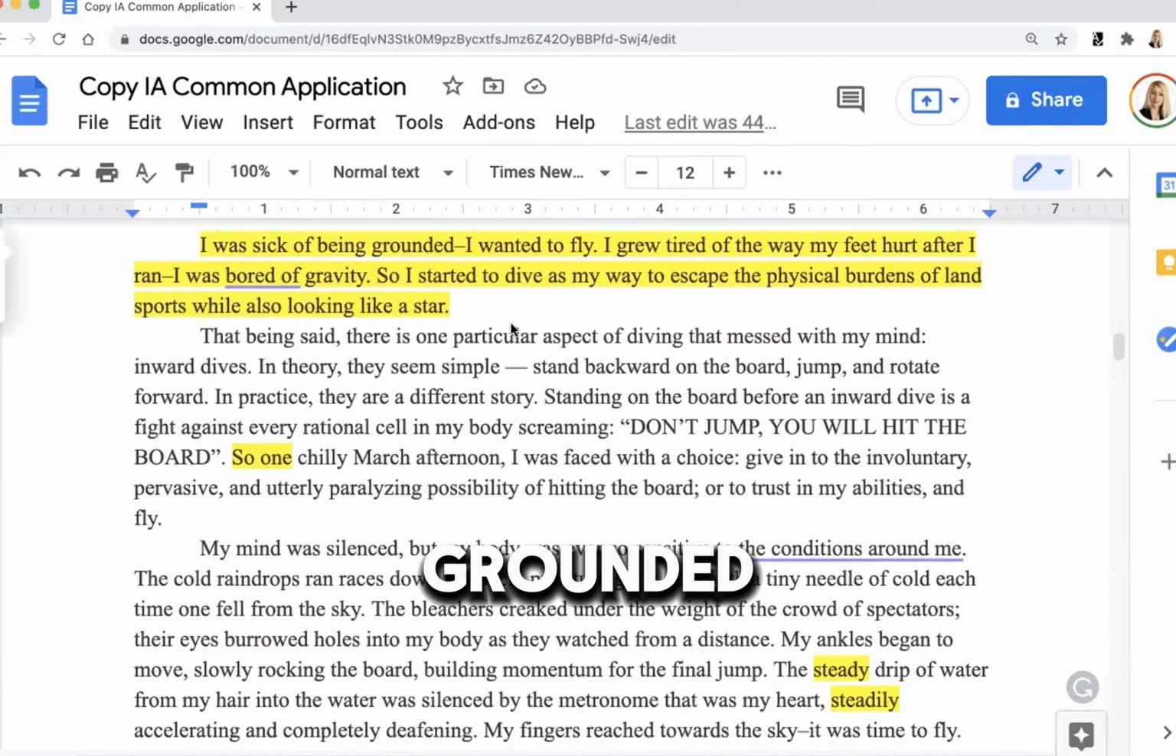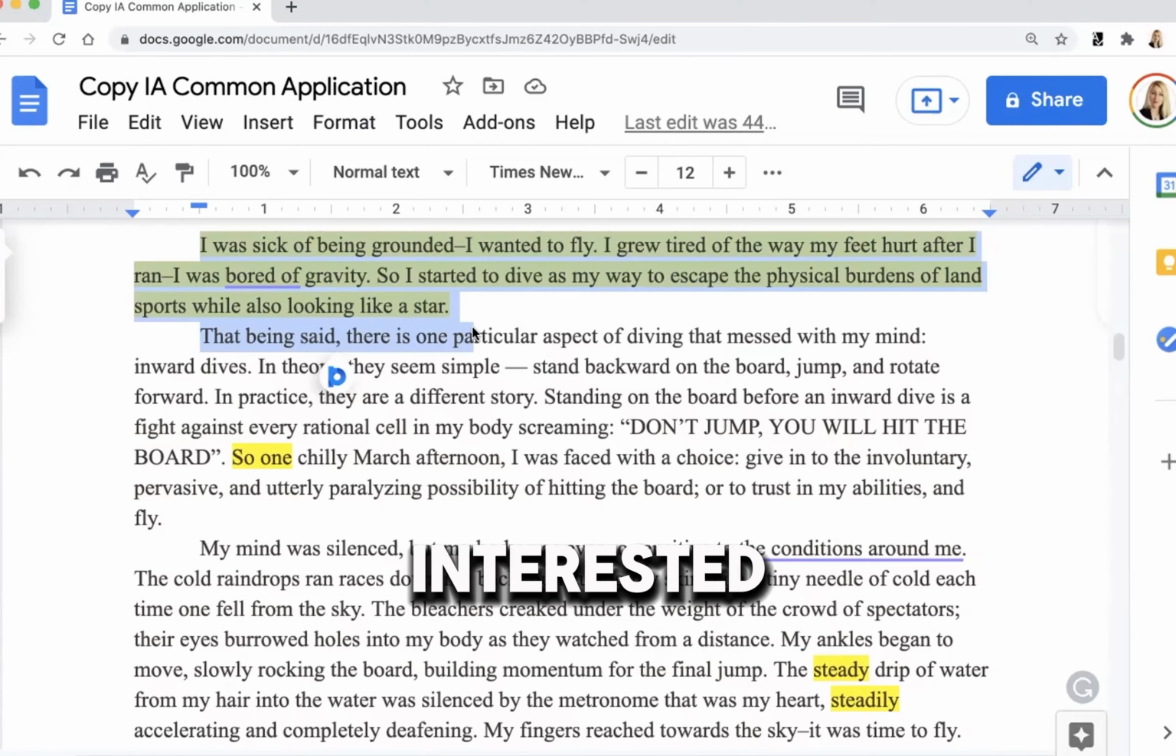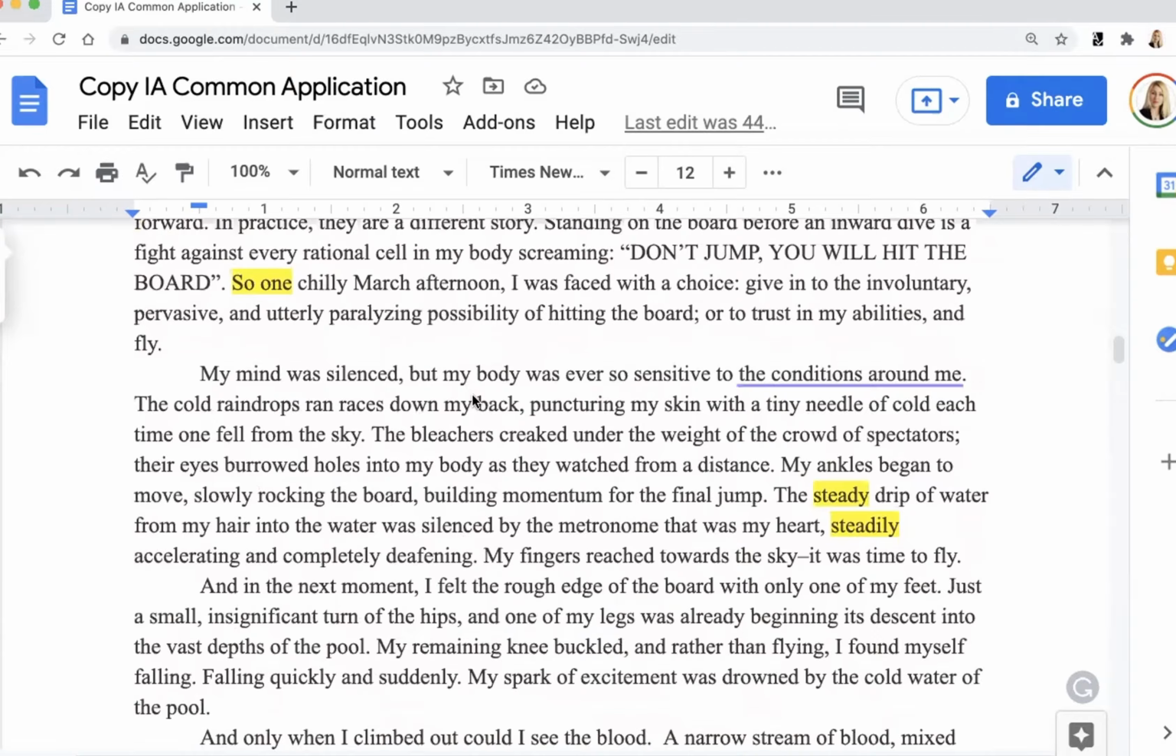I was sick of being grounded. I wanted to fly. Okay, this here needed work. This is her hook. It is too heavy. It goes on for too long. It's not hooking me. It's not doing anything for me. At first I'm interested. Okay, she doesn't want to be grounded. She wants to fly. Okay, check. I kind of like that. But then she's explaining to me about her feet hurting, and it just got a little too much.